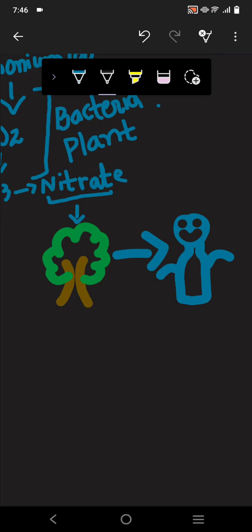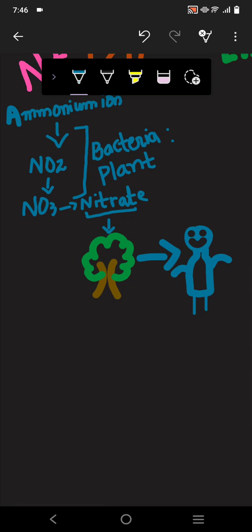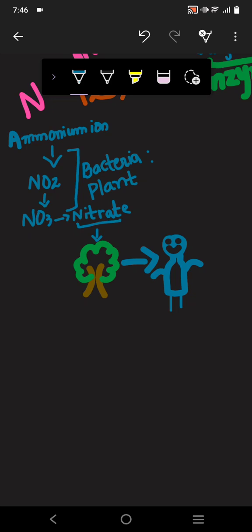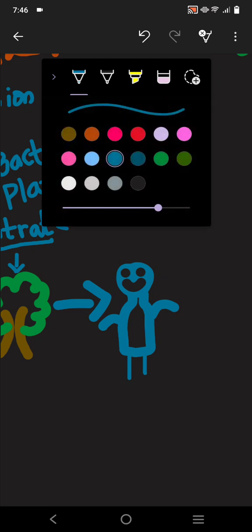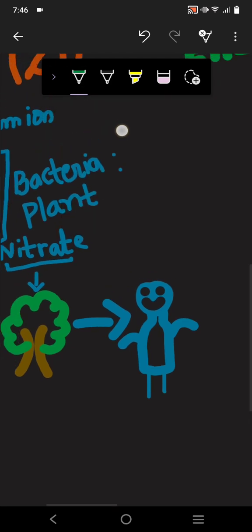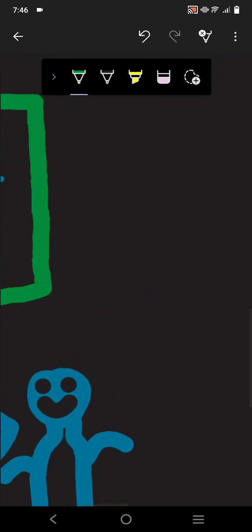This human being has nitrogen in its body. Now, the process of converting nitrogen, like ammonia, into its usable form, nitrate, a useful compound, is known as nitrification. This whole process that we have understood right now is known as nitrification.